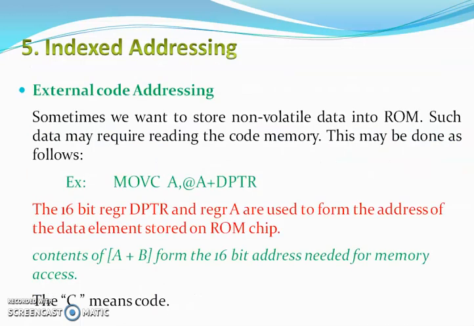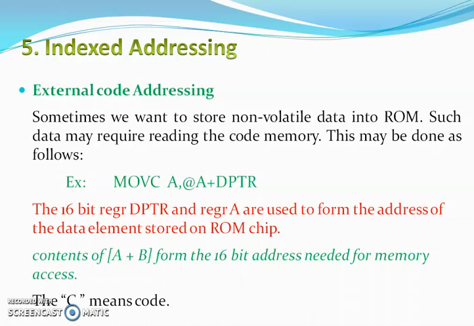The fifth addressing mode, indexed addressing mode. Now this is somewhat similar to the previous one, indirect addressing mode. The similarity is that we have to find the address of the operand, and using that address we have to go to the memory location from where we have to fetch the data. Let us consider the instruction movc a, @a+dptr as our example.